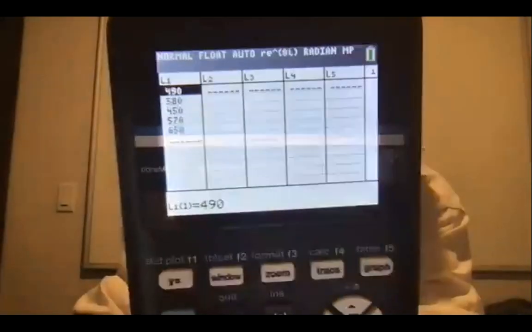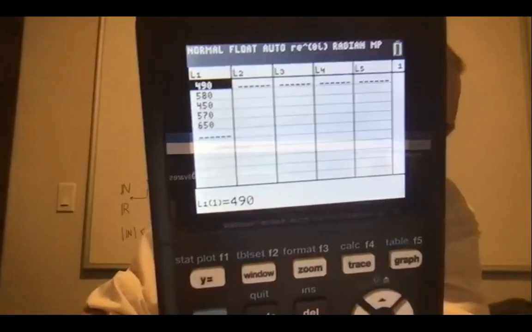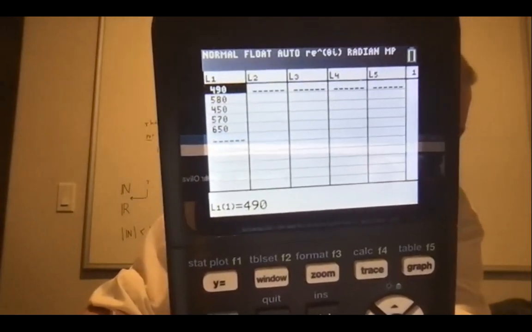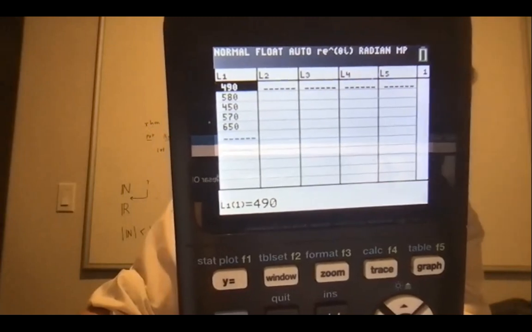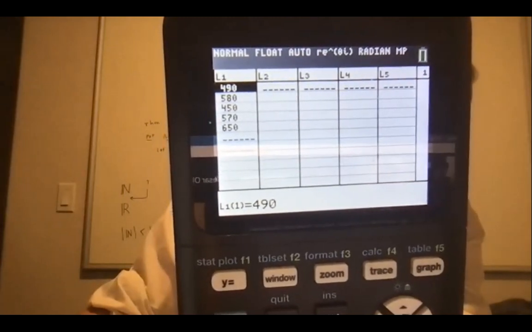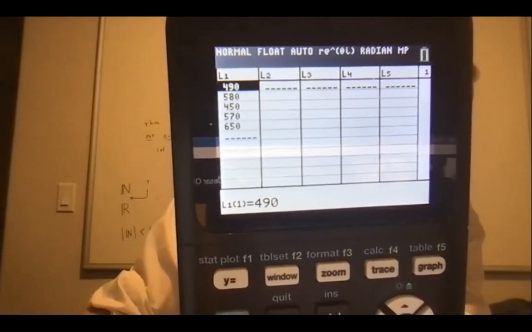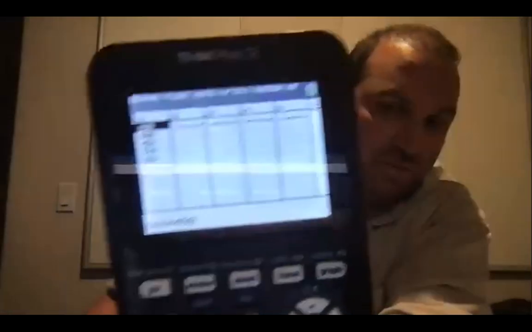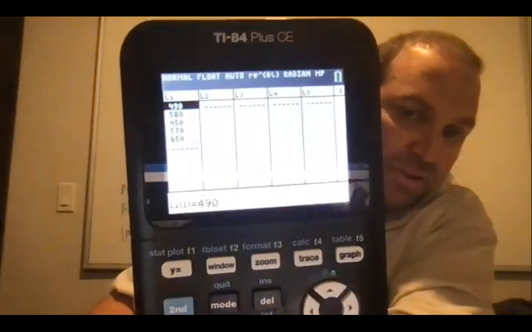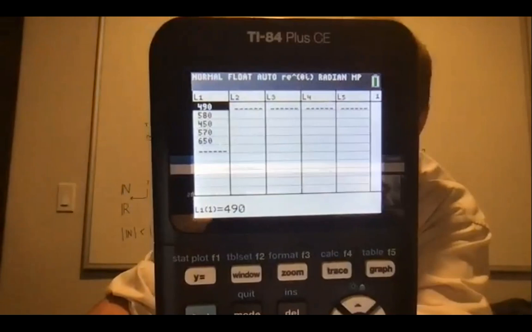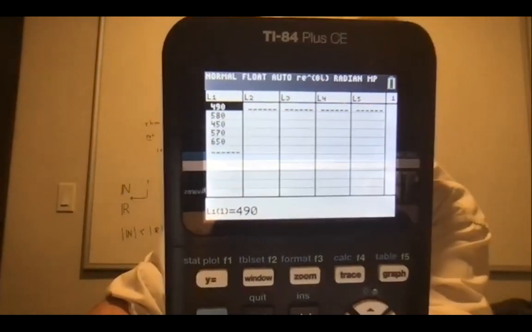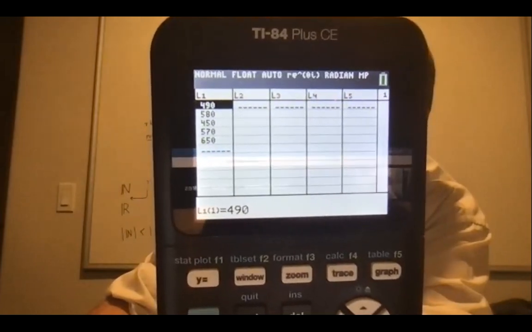And what you'll get is a list, and you're going to put your data into the list. Mine's already in there. So for L1, you're going to input 490, 580, 450, 570, and 650, it looks like. You all with me so far? Yes.